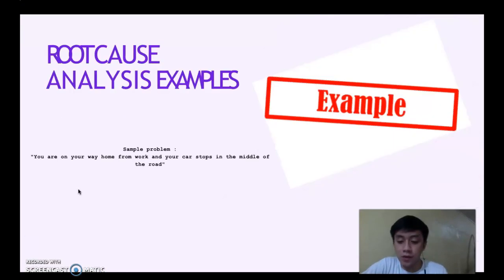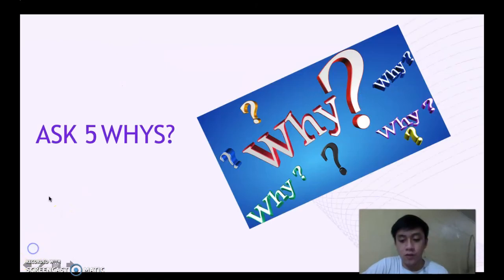I have another example to fully understand the topic that I'm presenting. You are on your way home from work and your car stops in the middle of the road. We have to identify the main problem, and the next thing we do is to ask 5 times in order for us to find the main cause of the problem. First, ask why did the car stop? Because it ran out of gas. Ask again why. Why did it run out of gas? Because I didn't buy any gas on my way to work. Ask again why. Because I don't have money. Ask again in order for us to find out the main cause of this problem, and that is gambling.